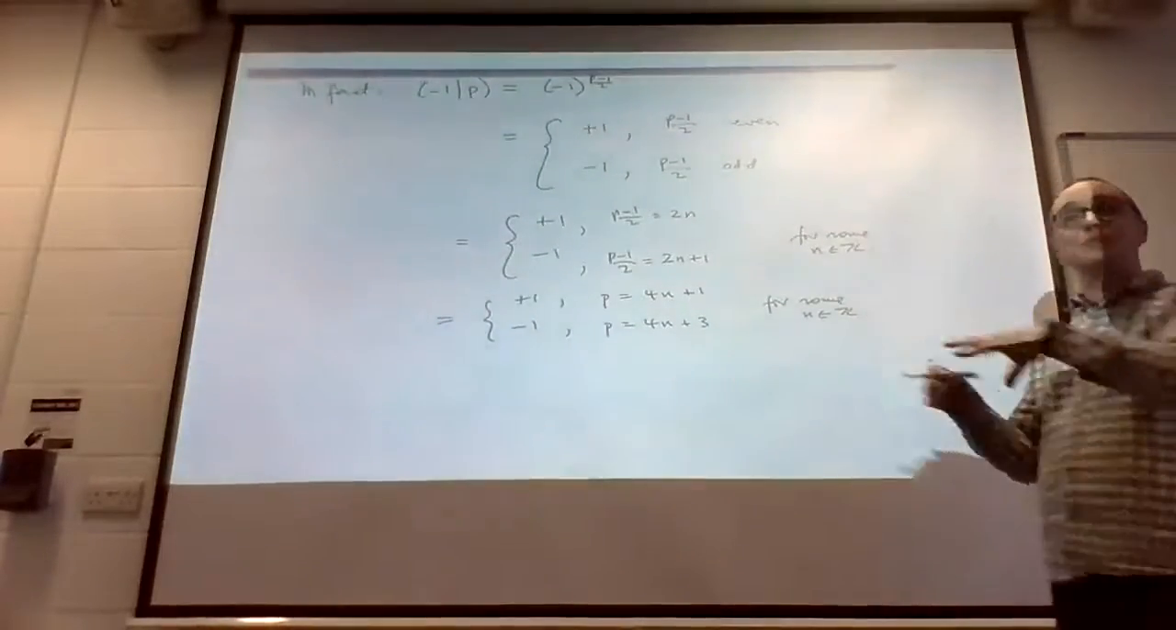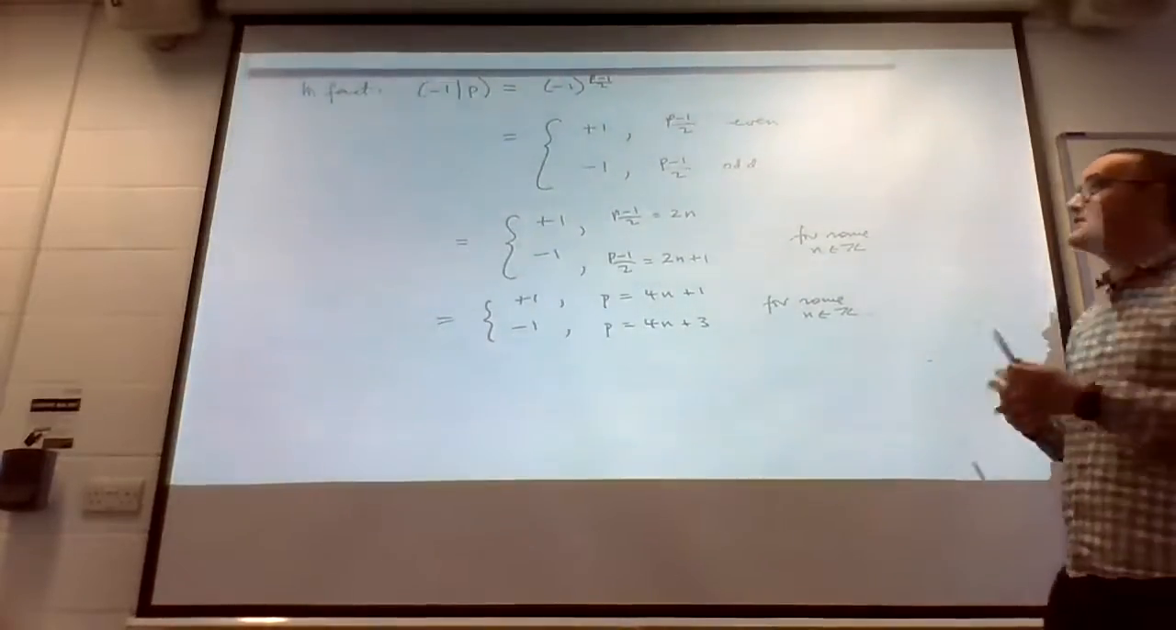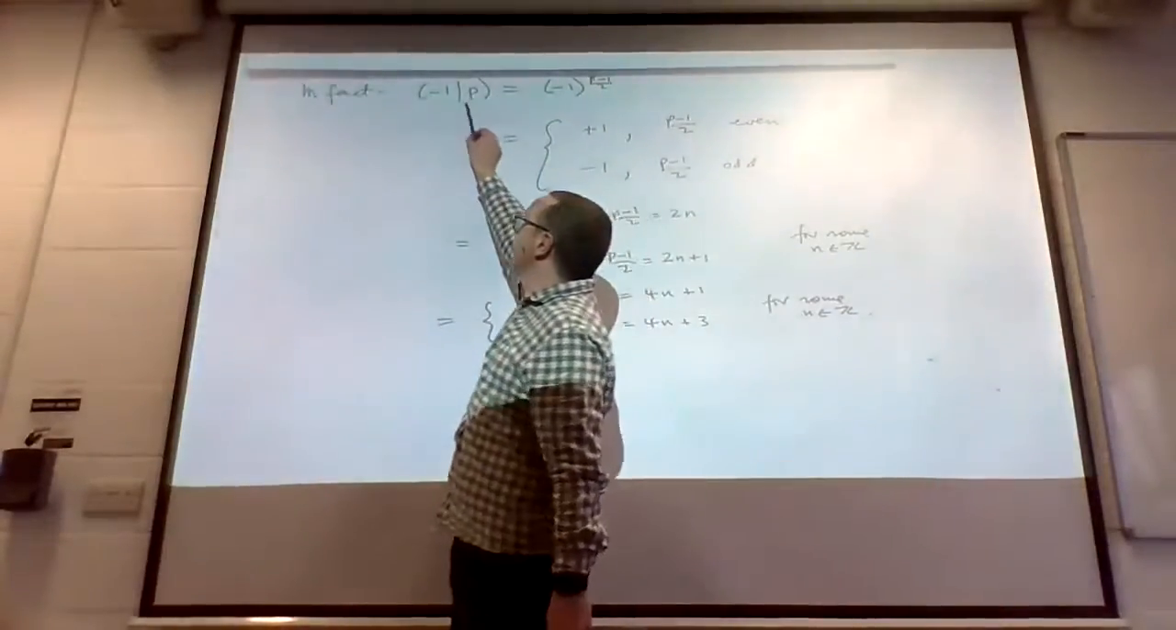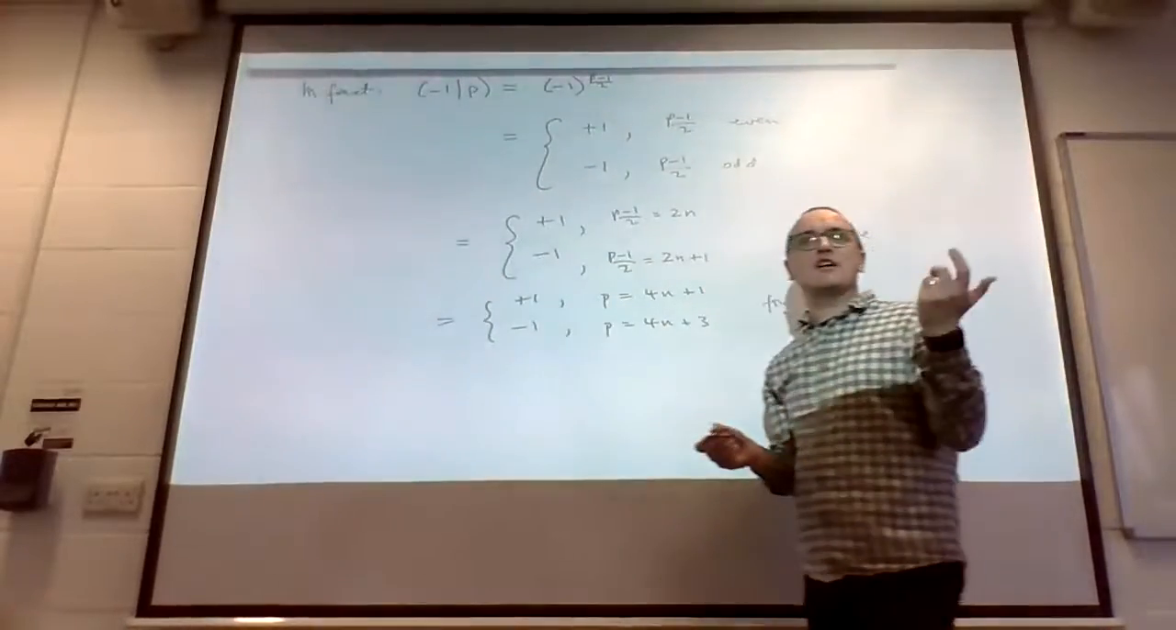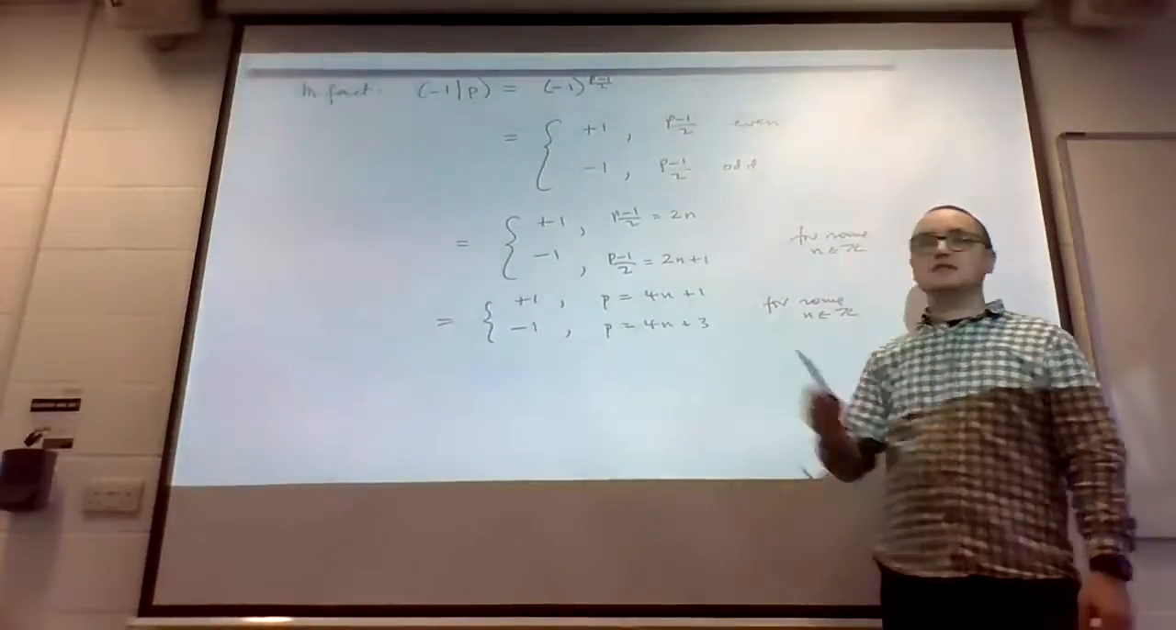So that's just the first application of Euler's criterion, right? We've got a total understanding of when -1 is a quadratic residue. It just comes down to the status of the prime p modulo 4.